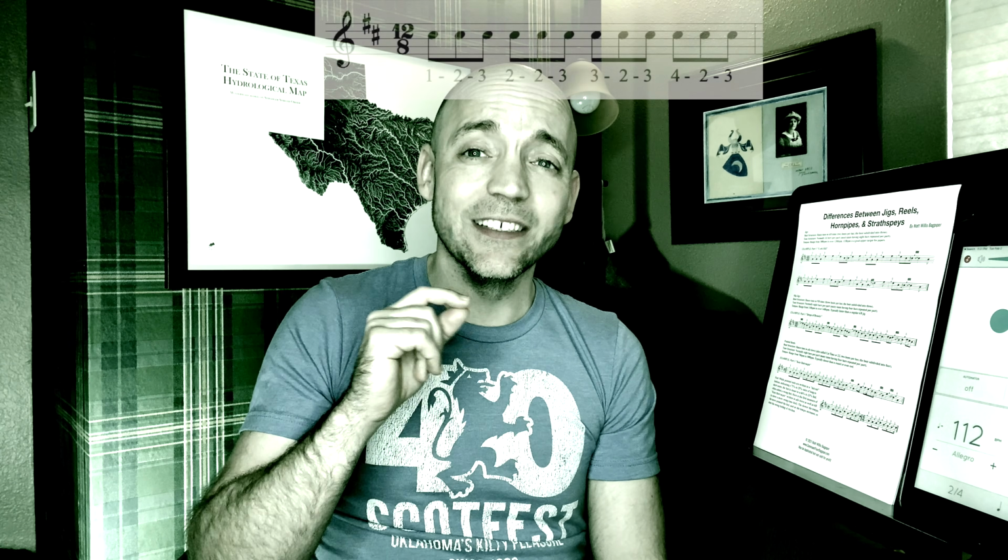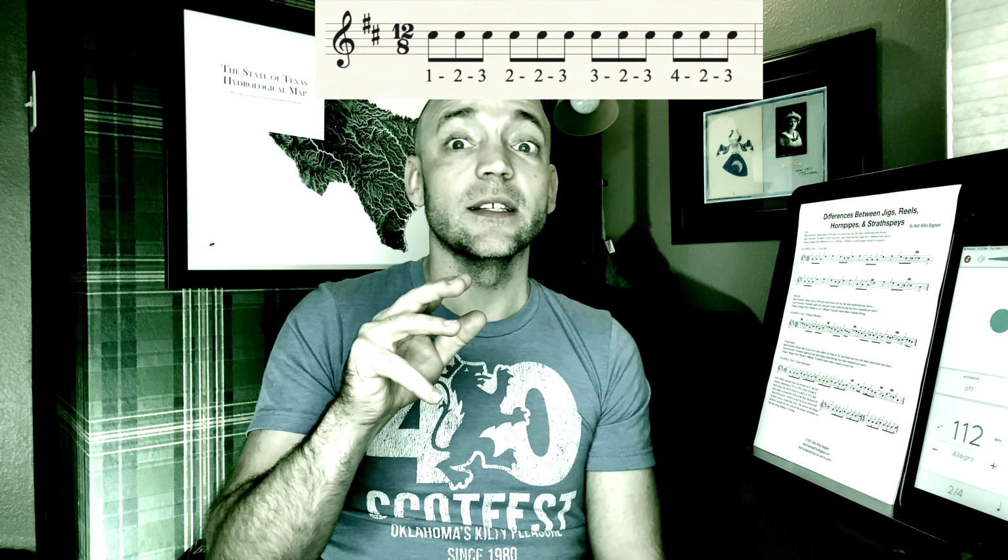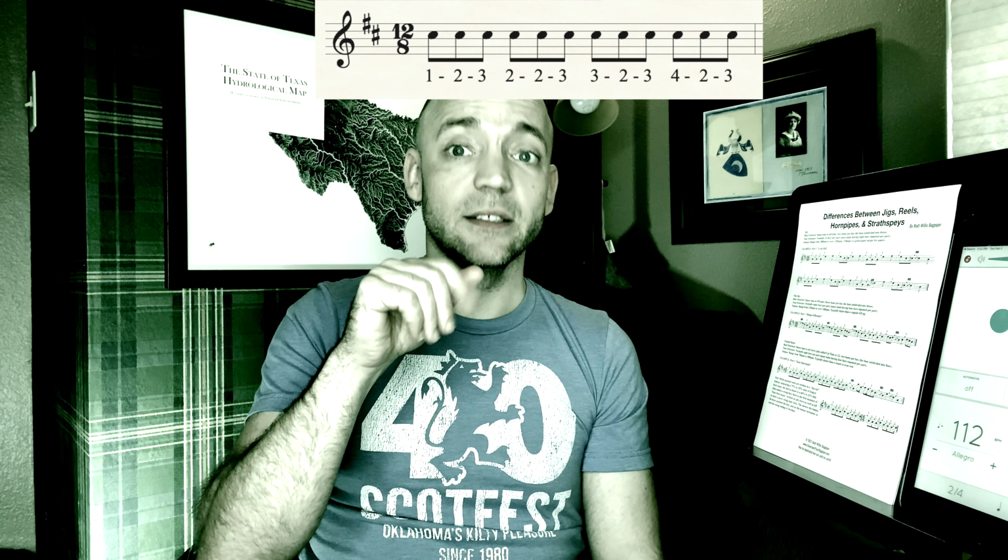There are also 12/8 jigs known as slides. Now, as we've already kind of figured out, we take that top number 12, divide by 3, and we get 4. So that'd be 4 beats per measure with the beat divided into 3. And these tunes are known as slides.